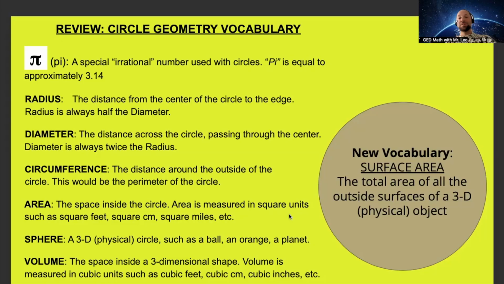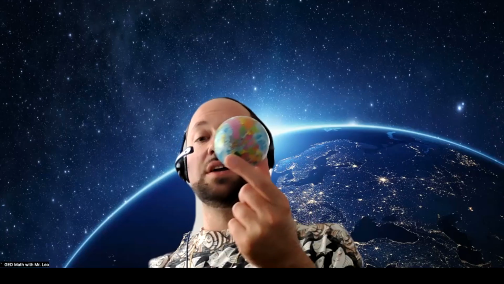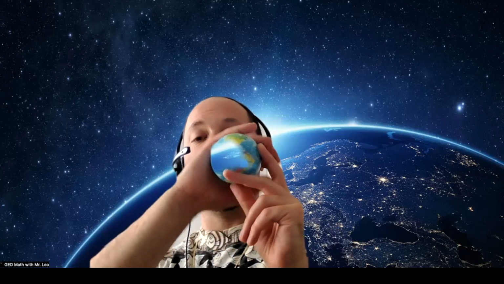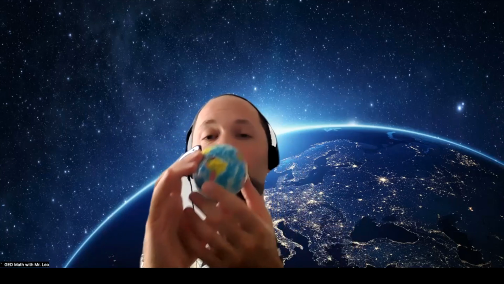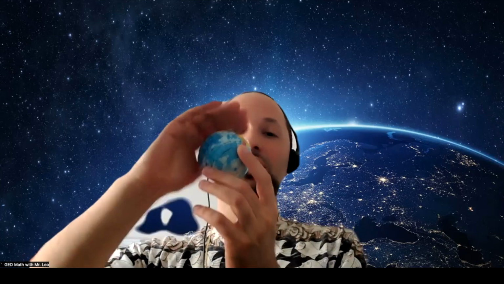All right, so at this point, I'd like to add a new vocabulary word for you. The term is surface area. Surface area is the total area of all the outside surfaces of a 3D physical object. The surface area of a sphere is the total area of the surface of the object. How much would it take to cover this ball completely? If this was a basketball, how much rubber would you need to put the ball together?